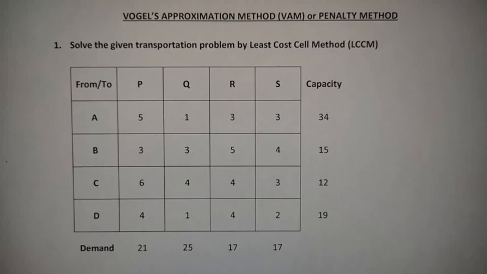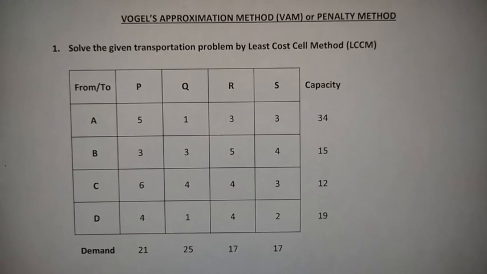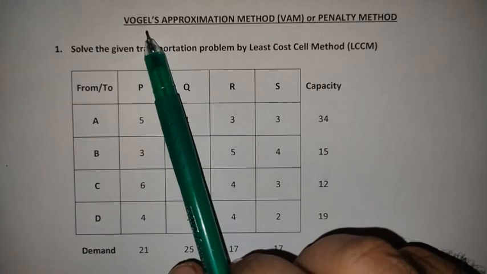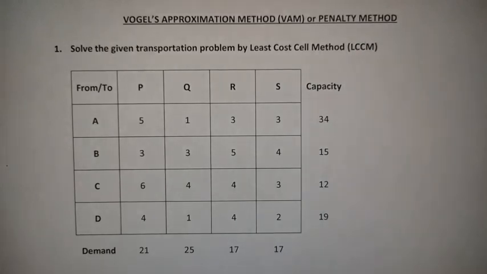Hi everyone. So till now we have completed two methods for finding the initial solution of the transportation problem, and this one is the third method and it is a very important method. So that is Vogel's approximation method or penalty method. So by using this, now we need to find the initial solution of the transportation problem, right?